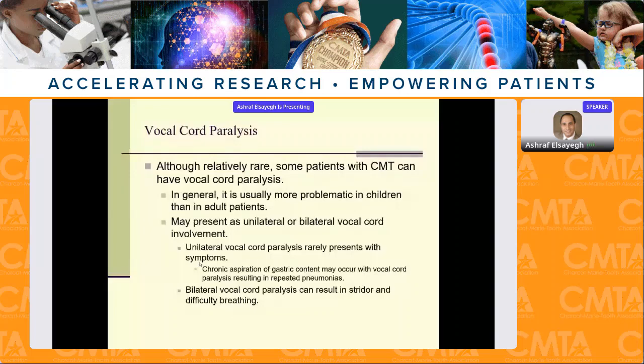Bilateral vocal cord paralysis is a bigger problem that usually occurs in children. So, if it hasn't occurred in you by now, then you shouldn't worry about it. But that makes it very difficult to breathe, and you end up needing a tracheostomy.